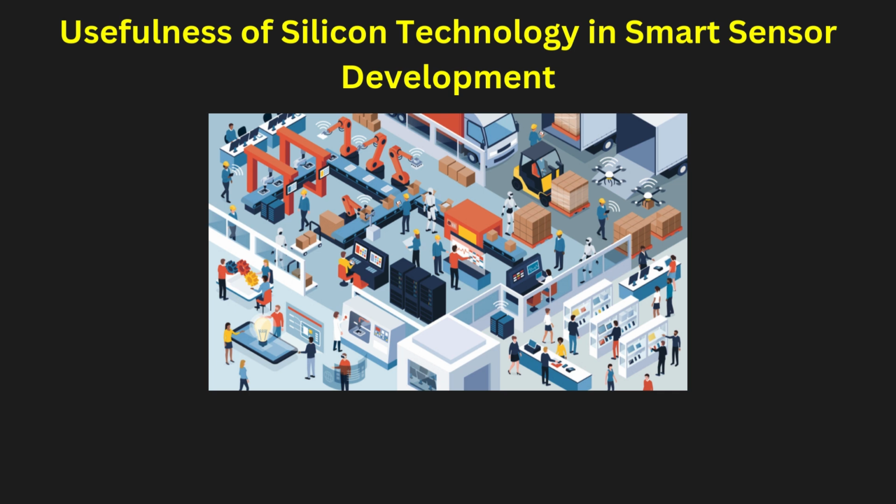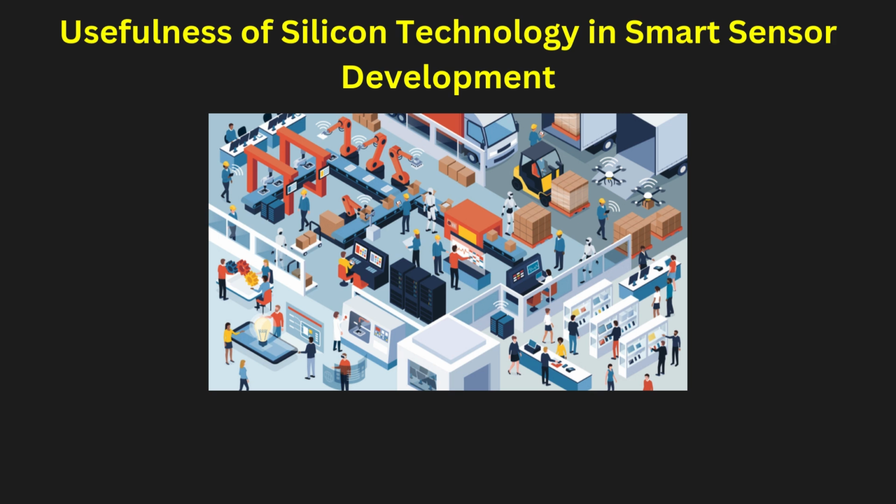So, usefulness of silicon technology in the smart sensor development. Silicon technology has played a pivotal role in advancing the smart sensor design and performance. Silicon based semiconductors are widely used for fabricating the microcontroller, ADC, wireless modules, and signal processors. Within the smart sensor, its compatibility with CMOS, complementary metal oxide semiconductor technology, allows for the development of low cost, compact, energy efficient smart sensors.